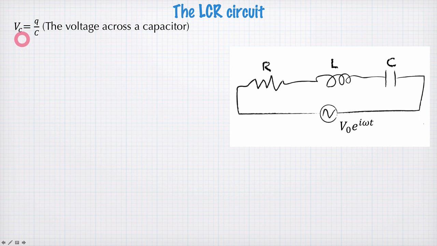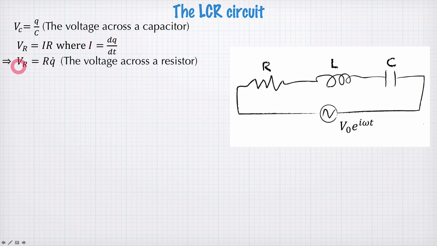The voltage across a capacitor is Q, the charge in the capacitor, divided by C, the capacitance. Next, the voltage across the resistor, we can use Ohm's law. V equals I R. I is the current, R is the resistance. The current now is the rate of change of charge. It's coulombs per second. So I is dQ/dt. In other words, we can write V_R, the voltage across the resistor, is R Q dot. Q dot is the time derivative of the charge.